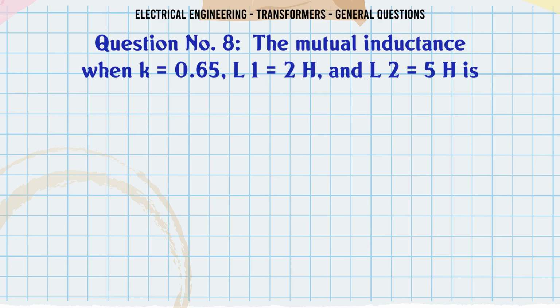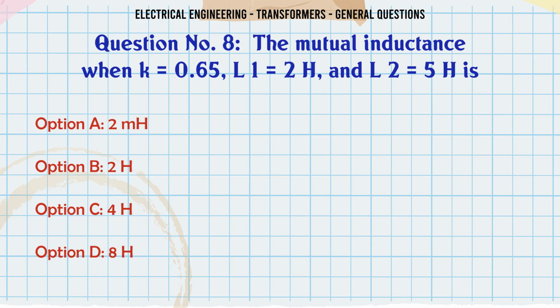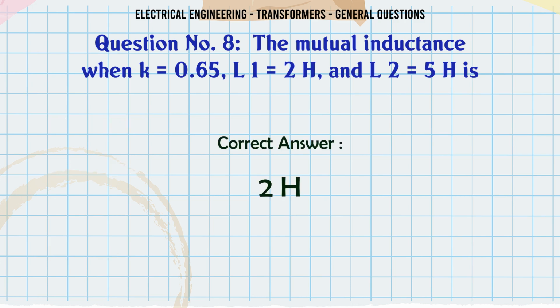The mutual inductance when K = 0.65, L1 = 2 H, and L2 = 5 H is A. 2 mH, B. 2 H, C. 4 H, D. 8 H. The correct answer is 2 H.